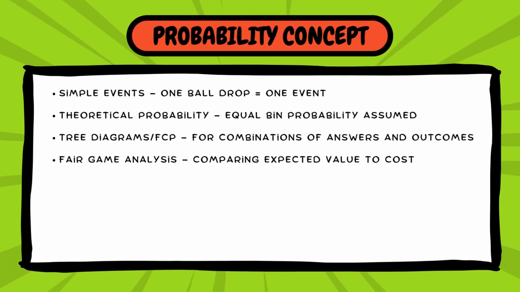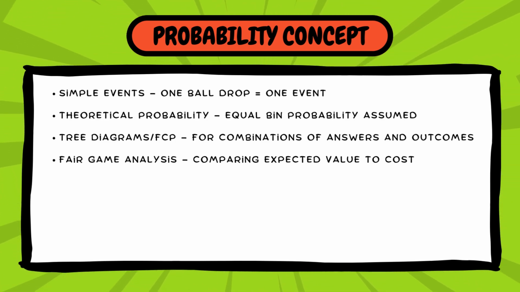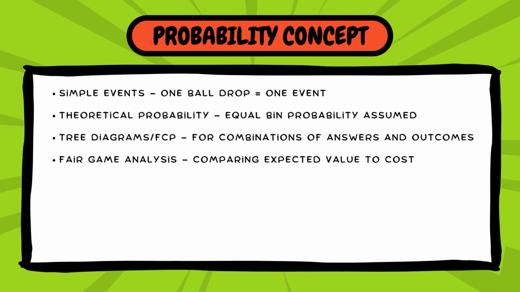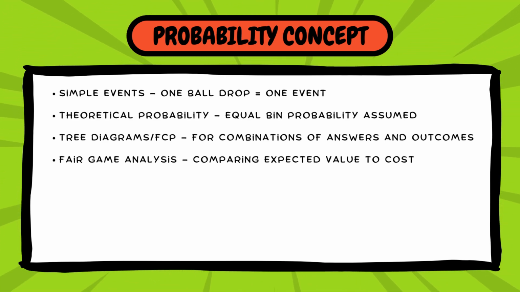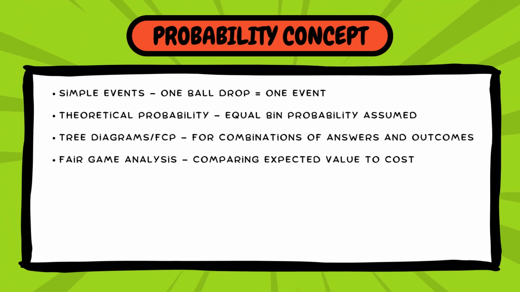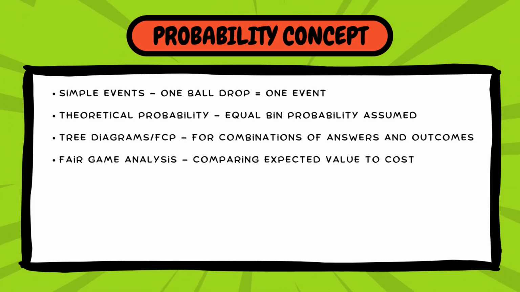Probability concept. Simple events. 1 ball drop equals 1 event. Theoretical probability. Equal bin probability assumed. Tree diagrams, FCP, for combinations of answers and outcomes. Fair game analysis, comparing expected value to cost.